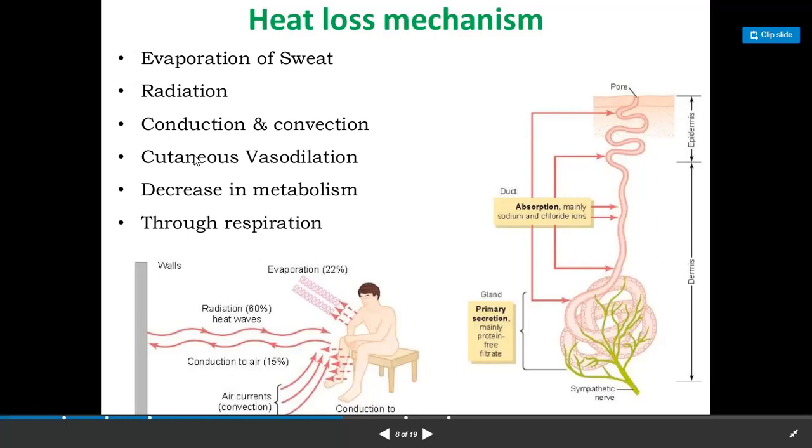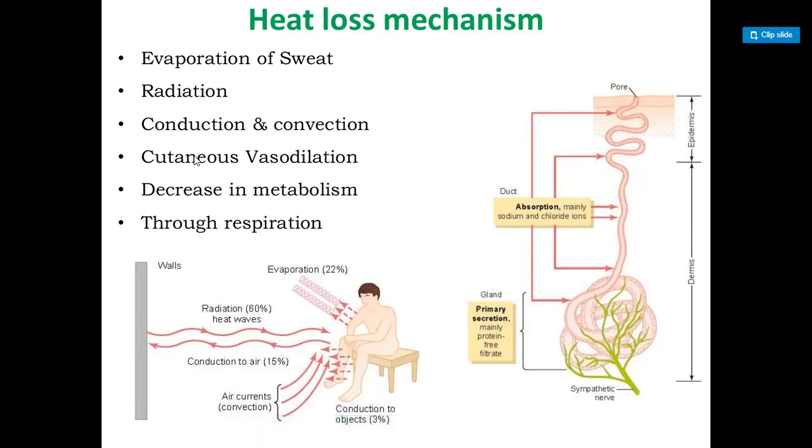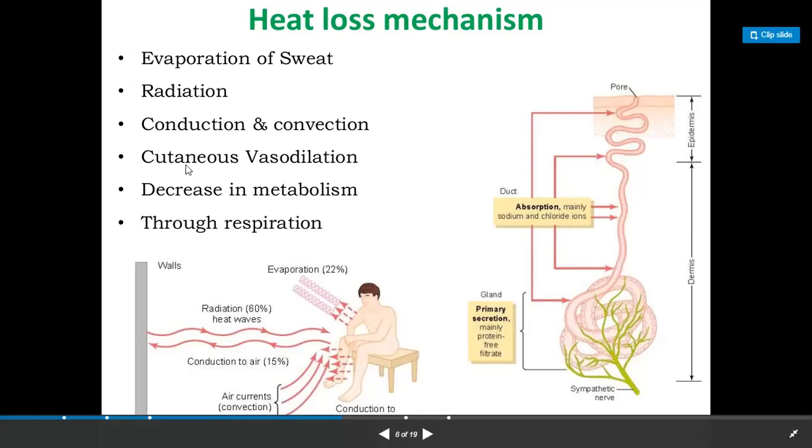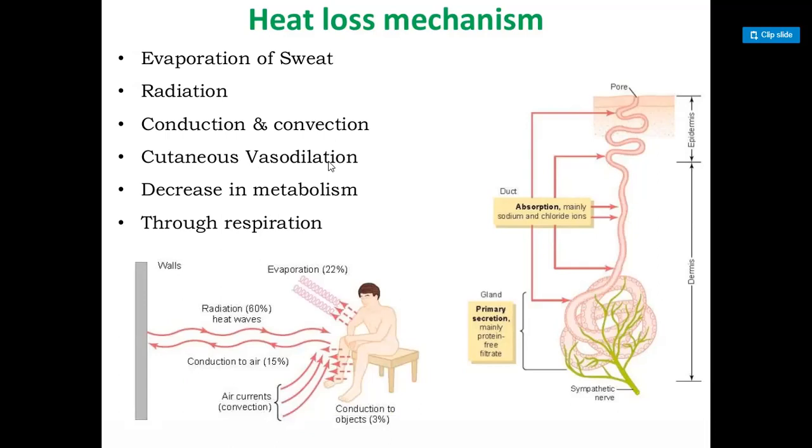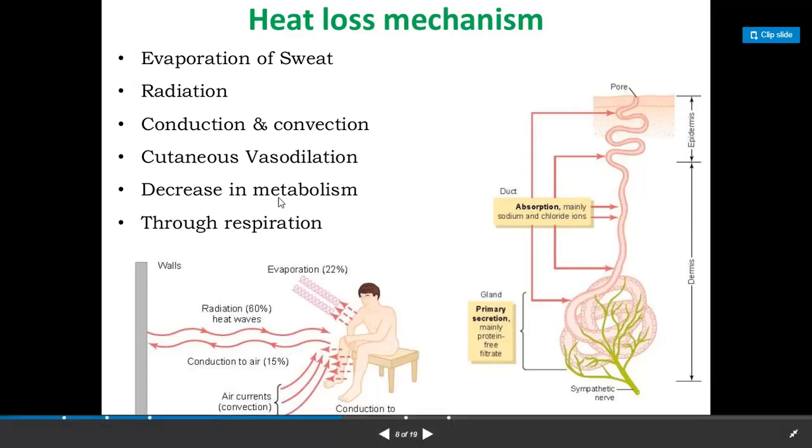Then cutaneous vasodilation. Remember we said when you want to gain heat, there's vasoconstriction. When you want to lose heat, there's vasodilation. So when there is cutaneous vasodilation, the blood vessels close to the surface of your skin dilate and more blood flows to the surface of the skin. Why? So that the heat in that blood can be conducted away from your skin. You can lose that heat in the blood through the skin because you want to lose heat. So vasodilation.